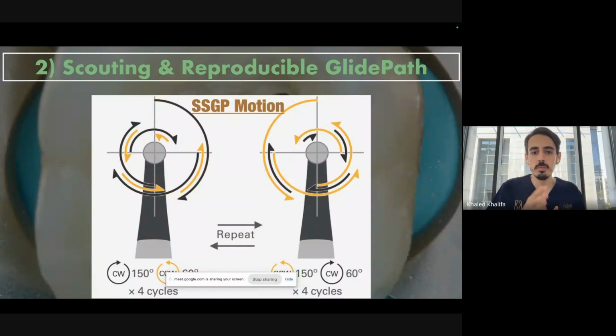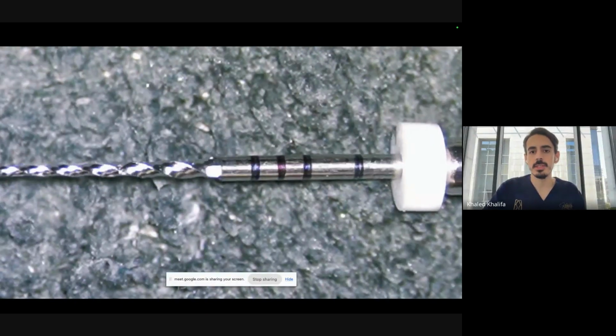Okay? And also, in order for this motion to cut better, please place it on 500 speed. Okay? This is the motion you can see now.